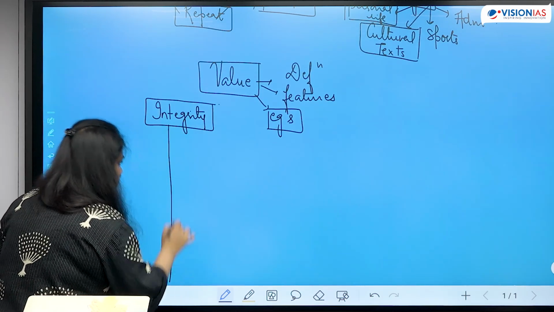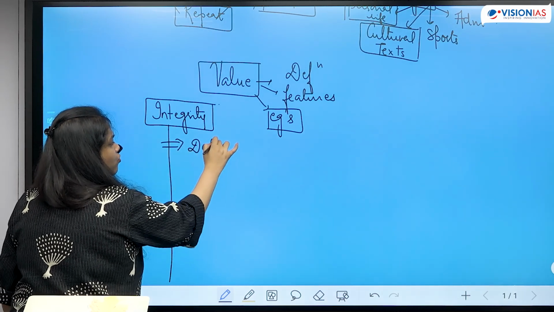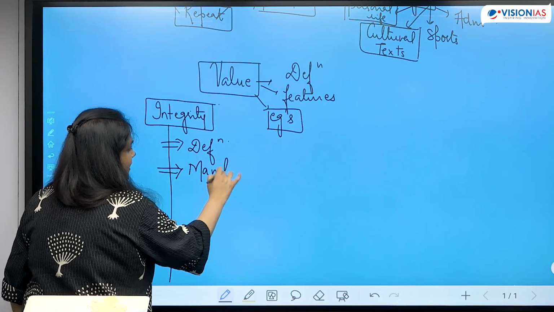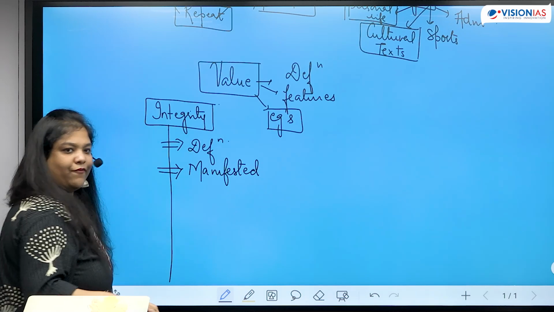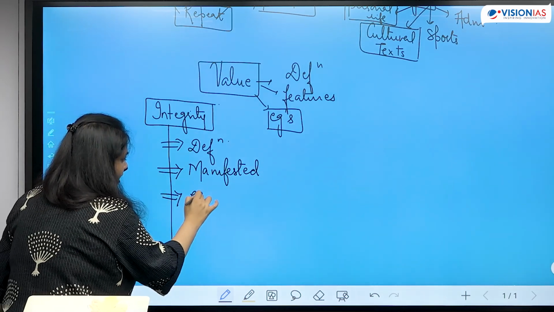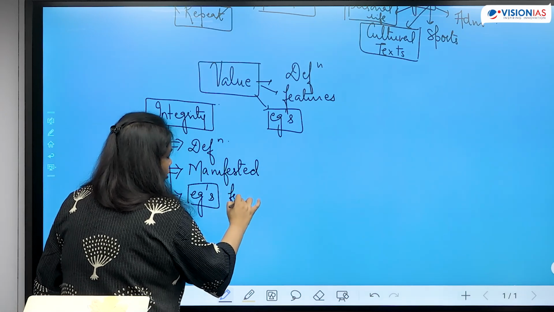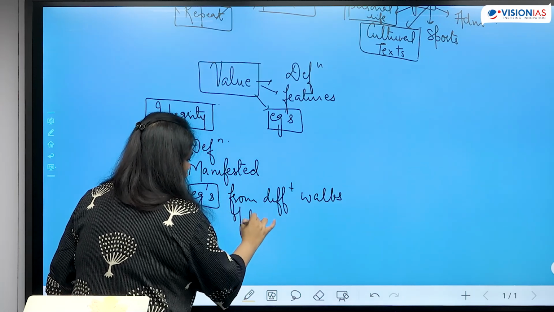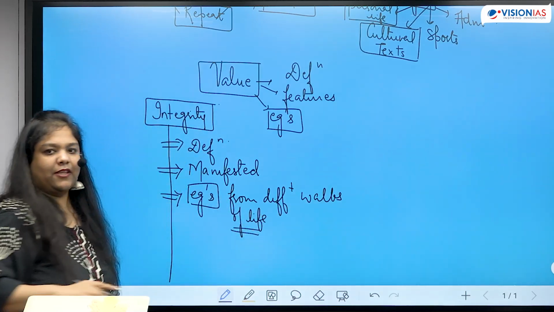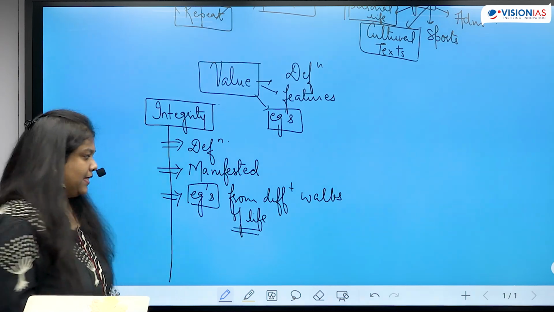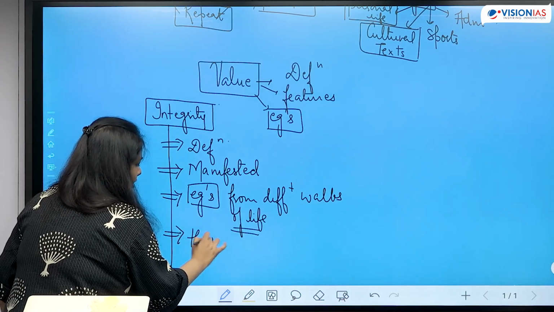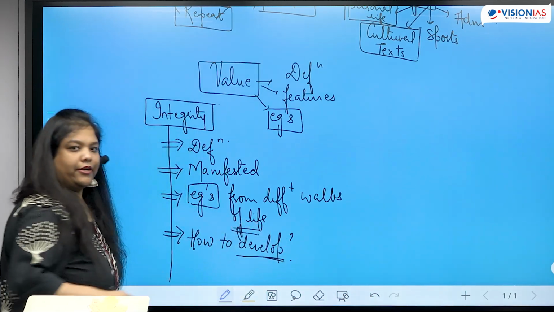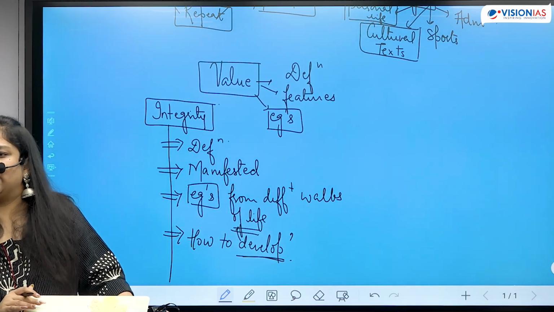So when you study integrity, you will prepare what you mean by integrity. You will prepare how integrity is manifested. And then you will give examples from different walks of life of people who have exhibited the value of integrity. And then you will prepare how to develop the value of integrity. You know, this is how the question is being framed.